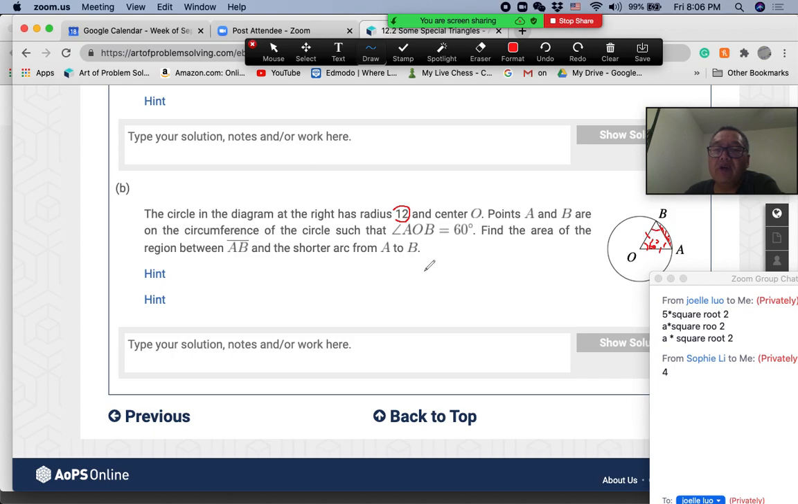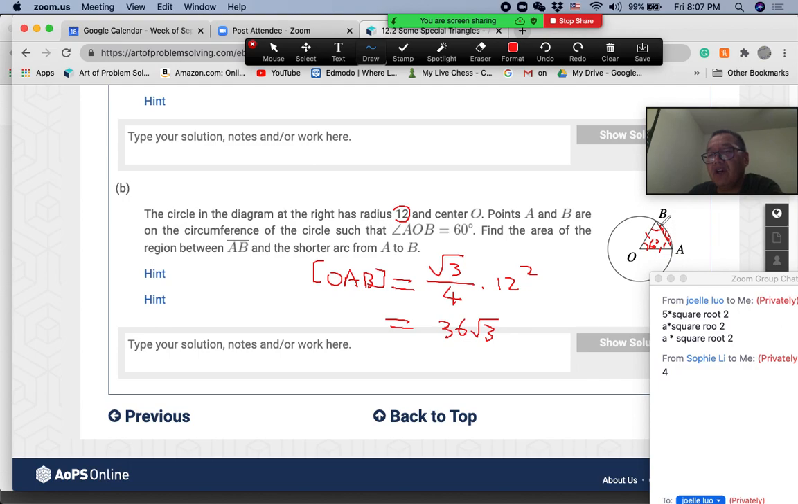Then the area of this triangle equals root 3 over 4 times 12 squared. Remember, root 3 over 4 times length squared gives you the area of triangle OAB. Then you can simplify this one. It would be 36 times root 3, right? 4 and 12, cancel out 4, then get 3. 3 times 12 is 36, then times root 3. This is the area of triangle OAB.